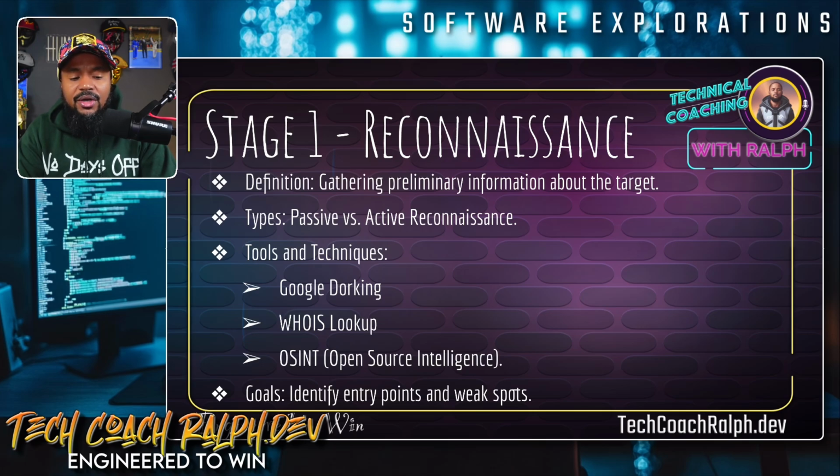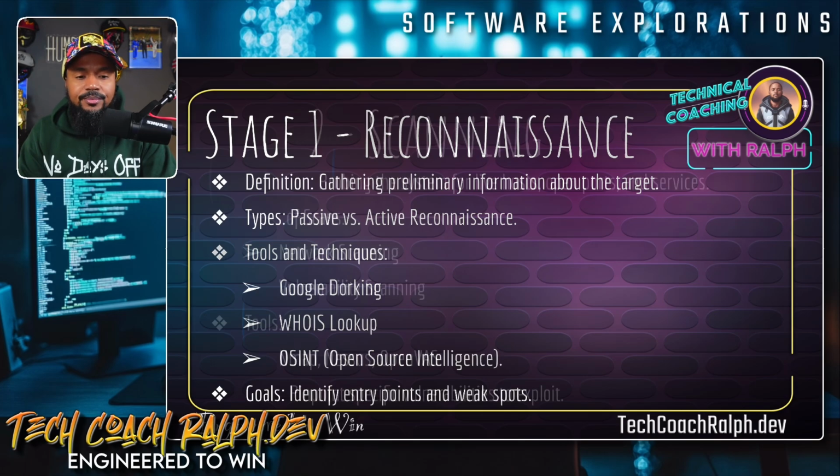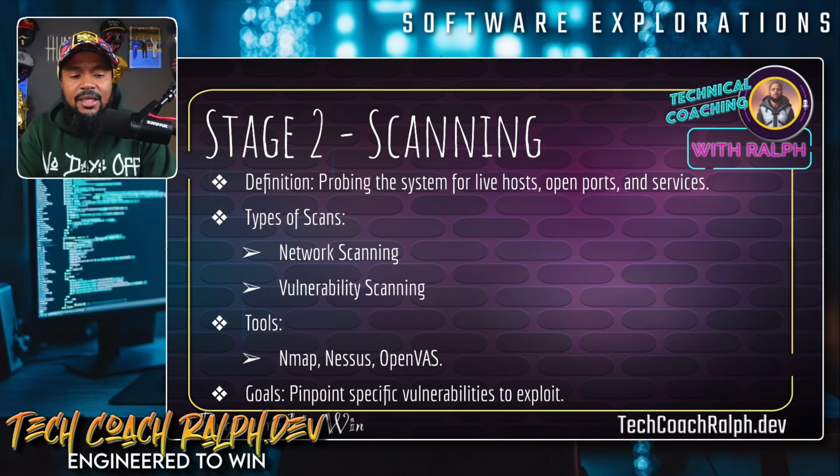So the goal of reconnaissance is to identify entry points and weak spots. Just like I was saying, when you're doing reconnaissance, you do the WhoIsLookup, you can see where their application or their site is hosted, and that gives you some more information on how to proceed next. In the scanning phase, in stage 2, what is scanning? Scanning is probing the system for live hosts, open ports, and services.